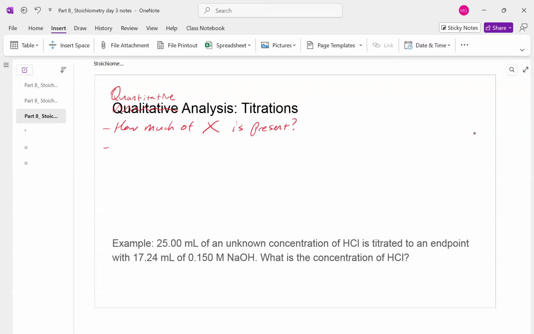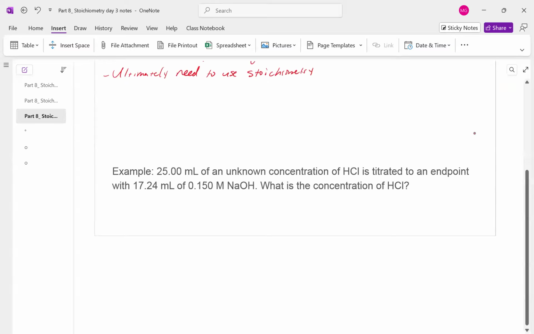And ultimately, all forms of quantitative analysis need to use stoichiometry. So everything we've talked about at the very beginning of this unit, we're going to be using tactics that you already know to look at problems involving quantitative analysis. And so let's do a quick example.